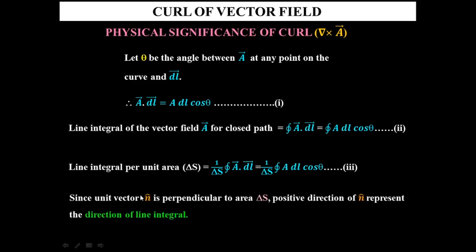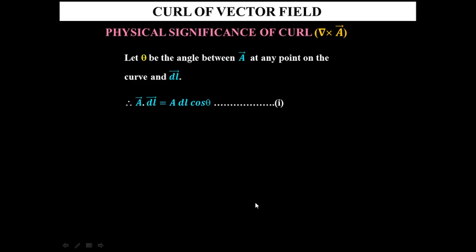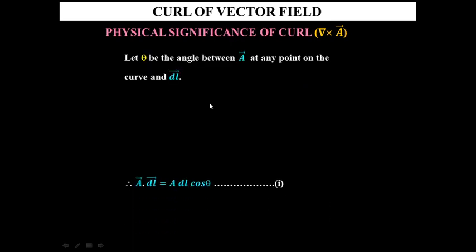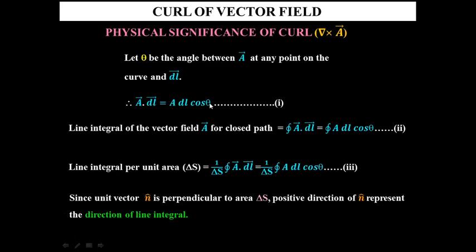Now the unit vector n is perpendicular to the area delta s, and the positive direction of this n vector represents the direction of the line integral. So n cap is the direction of the line integral, and that n cap, the unit vector, is perpendicular to the area delta s, as we saw in the diagram.